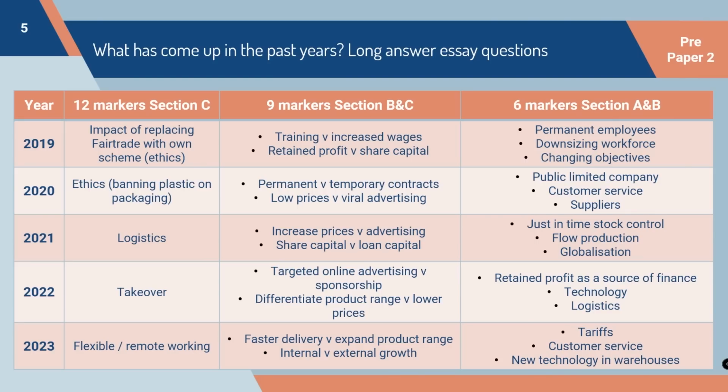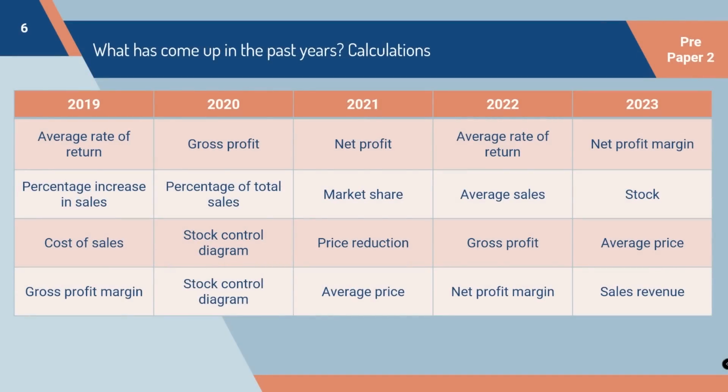Luckily, I've got loads of resources that you can use to help. Right, in terms of calculations, the calculations are a bit more broad as well. Average rate of returns come up a couple of times. We've seen a few cost of sales and gross profit and profit margins. We've seen quite a few stock control information. So those are the kinds of things we're looking at. Again, as I said, I'm going to go through those in a bit more depth.